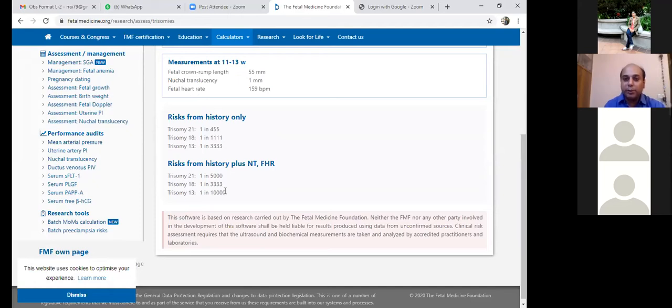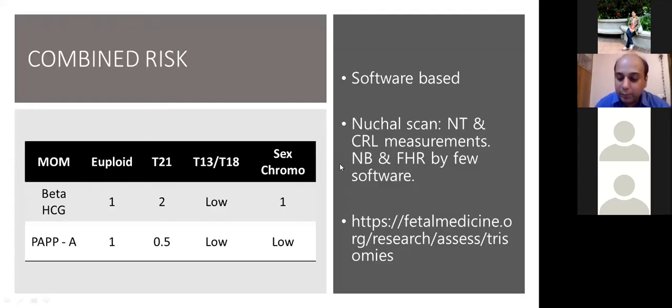Trisomy 18 is 1 in 3333. Trisomy 13 is 1 in 10,000. So this is nuchal scan risk assessment without biochemical marker. We can keep this site handy, and we can calculate this in every patient and give it in writing. So now coming back to my slide again. Going back to the PowerPoint slides, we are back to the presentation. So this is how nuchal scan risk is calculated. Very easy, nothing to be done, just an online site helps.